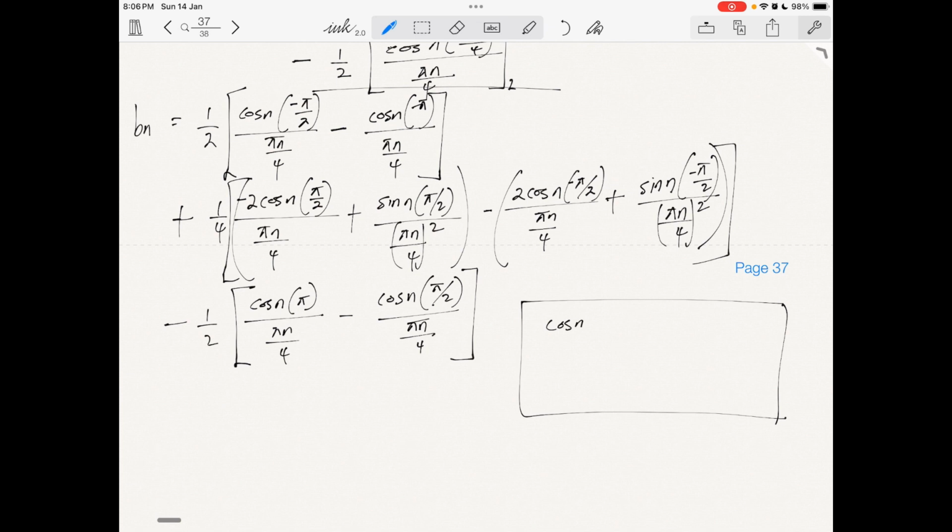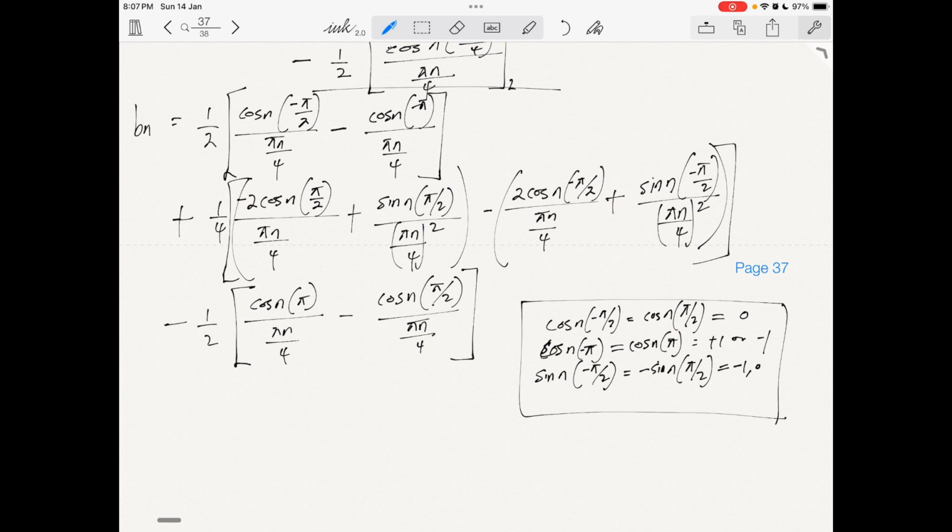We know that cos n minus pi over 2 is the same thing as cos n pi over 2, because cos is an even function, and this is equal to 0. Furthermore, cos n pi or cos n minus pi is the same thing as saying cos n pi, which can be plus 1 or minus 1 as the case may be. And sine n minus pi over 2 is the same thing as minus sine n pi over 2, because sine is an odd function. These values can range from minus 1 to 0 and to plus 1.